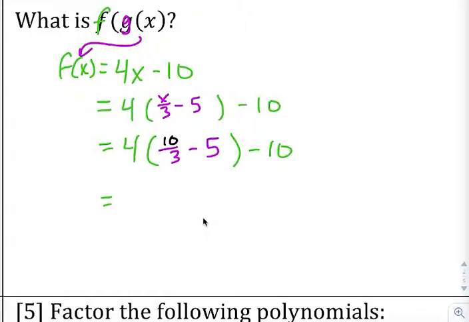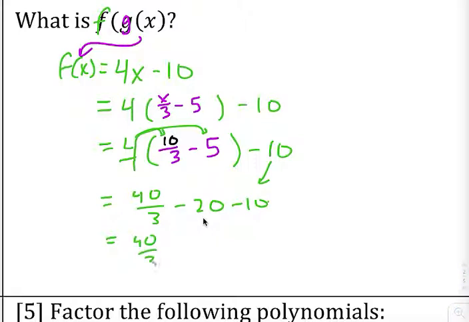So let's see, we have 40 over 3, so we can do some distribution, minus 20 minus 10. So 4 times 10 is 40, it's over 1, so 1 times 3 is 3. 4 times negative 5 is negative 20, and then the negative 10 just carries. And so negative 20 minus 10, of course, will just be negative 30. So we have 40 over 3 minus 30. Okay, so fractional work, let's turn that into a value over 3. So we have 40 over 3 minus 90 over 3.